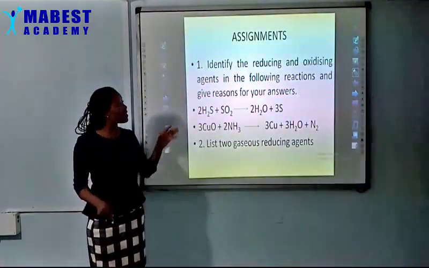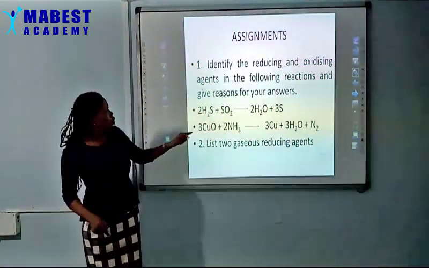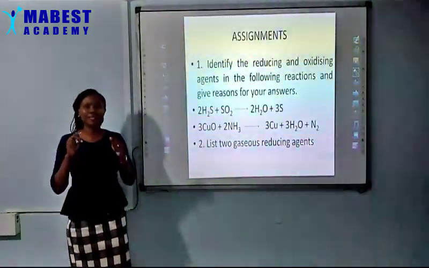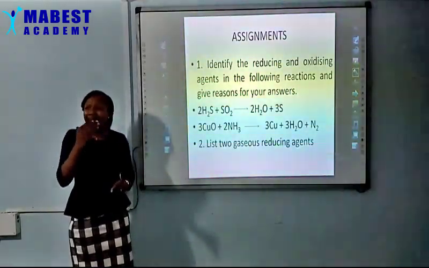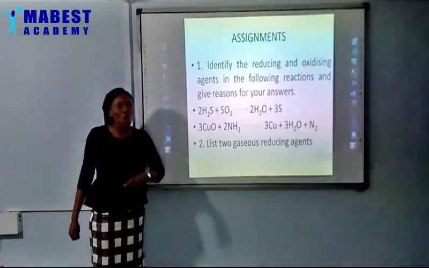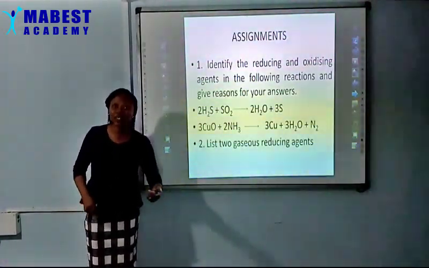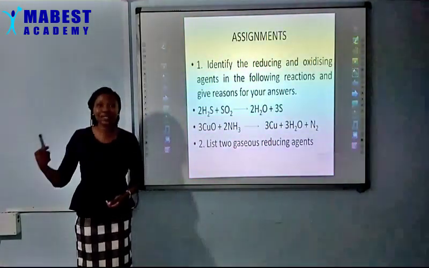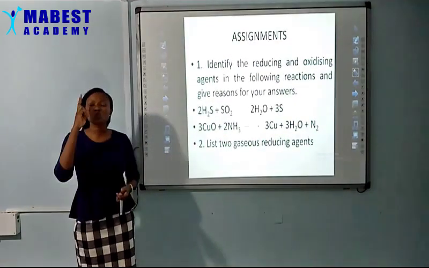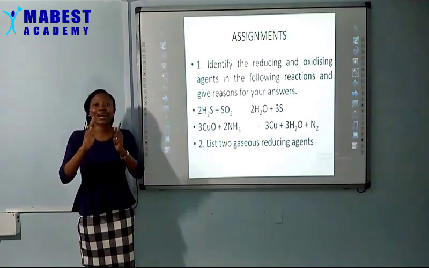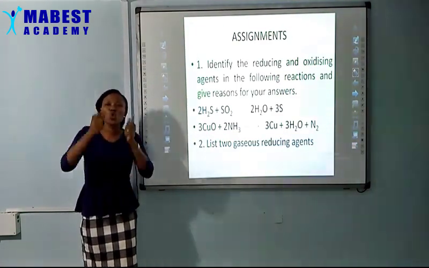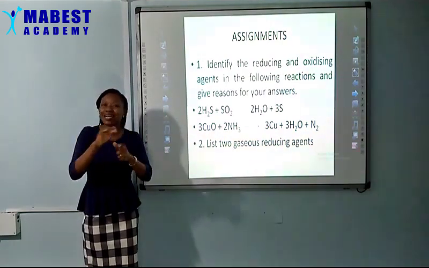Before the next class, I've given out some assignments here. You will look at these two equations and tell me the reducing agent there and the oxidizing agent, and justify your answers. Why would you say this one is reducing agent? Why would you say the other one is an oxidizing agent? You also list out two gaseous reducing agents. When we come next, we'll look at strictly how to balance redox reactions.